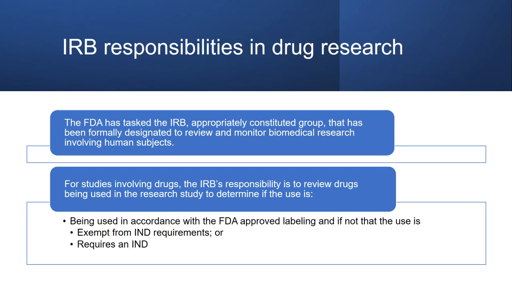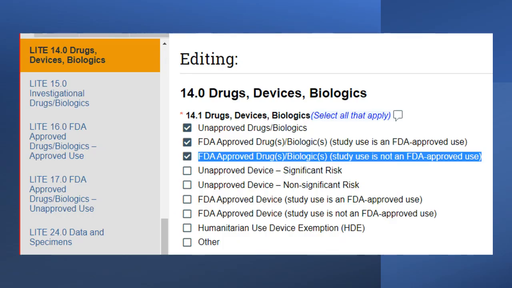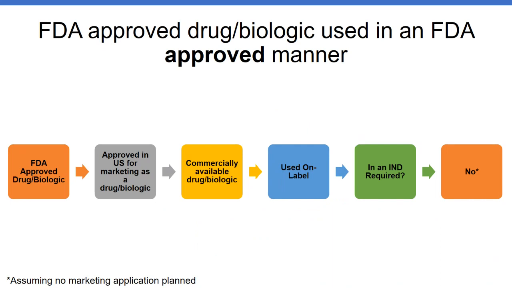If they are not used for the approved labeling, then there are two things which need to be considered: IND requirements or exemption, or whether the study drug requires an IND. Next slide, please. So here is the depiction of the ERB system, where you will see three categories: FDA unapproved drugs, FDA approved drugs with an FDA approved use, and FDA approved drugs with an unapproved use. So in the ERB system, you will see these categories. Next slide, please. We'll discuss them one by one.